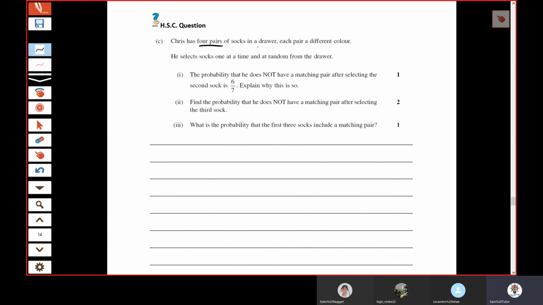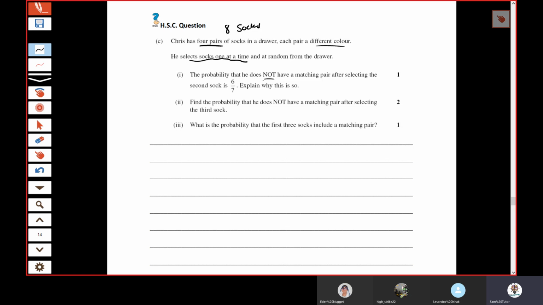Chris has 4 pairs of socks in a drawer, each pair a different color. So 4 pairs of socks, that means 8 socks altogether. All right. He selects socks 1 at a time and at random from the drawer. The probability that he does not have a matching pair after selecting the second sock is 6 out of 7. Explain why this is so.